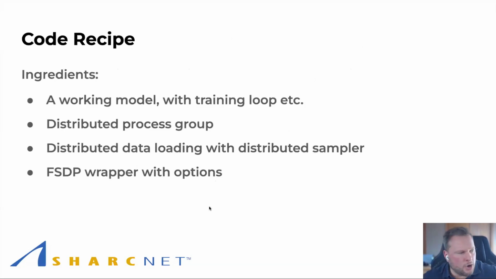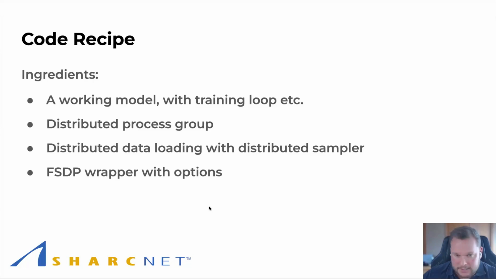So, code recipe. We have our ingredients. The first ingredient is a working model with a training loop, all that boilerplate code that if we've worked with PyTorch before, we've seen many times. As soon as you have that, then you can think about making it distributed, but make sure you have that basic skeleton, the basic framework in place before you think about applying DDP or FSDP.